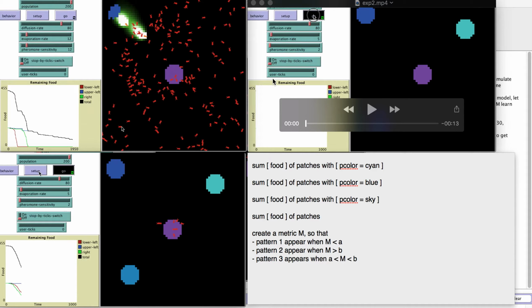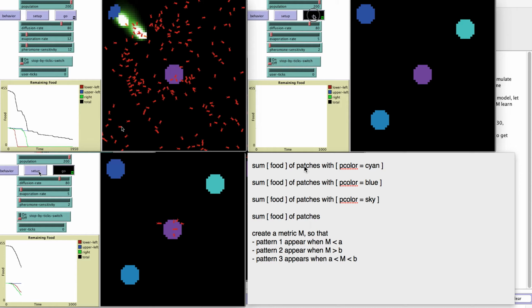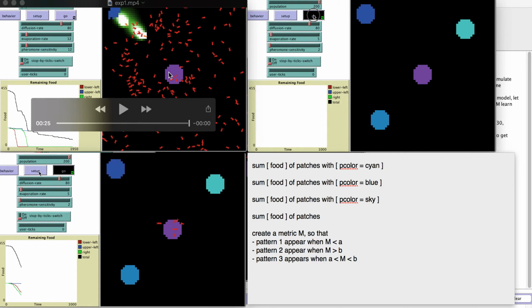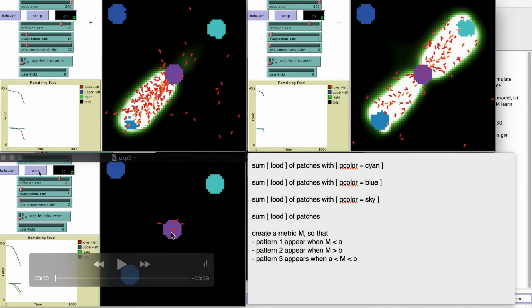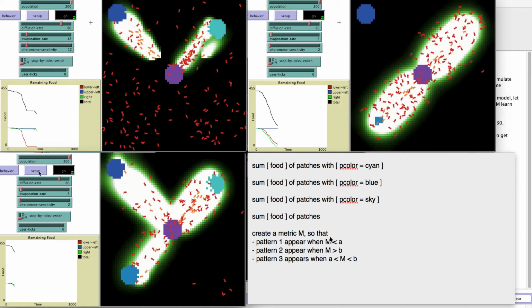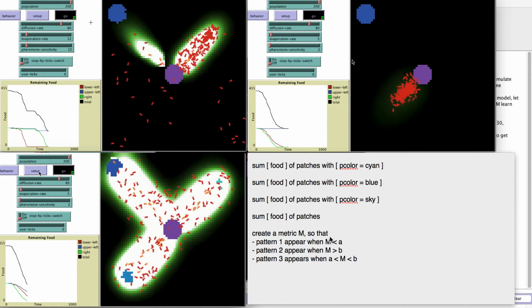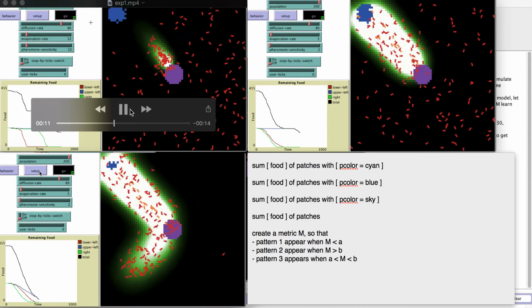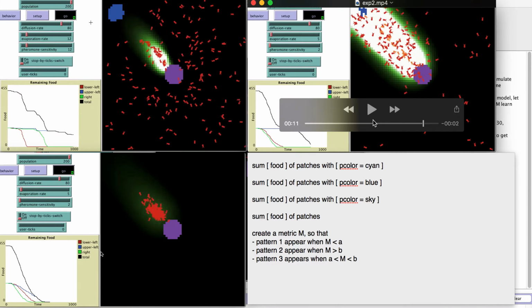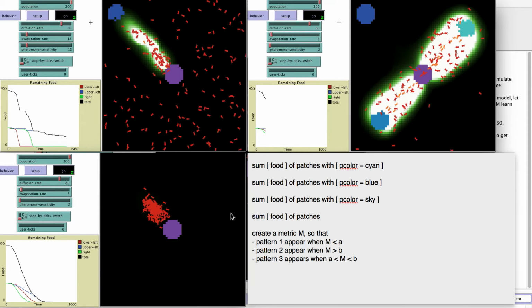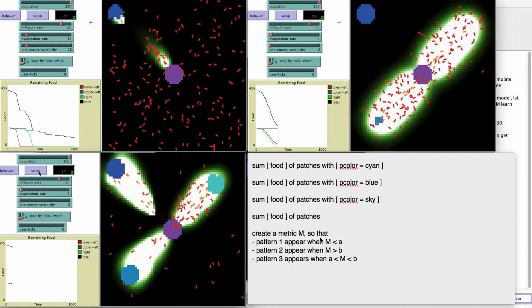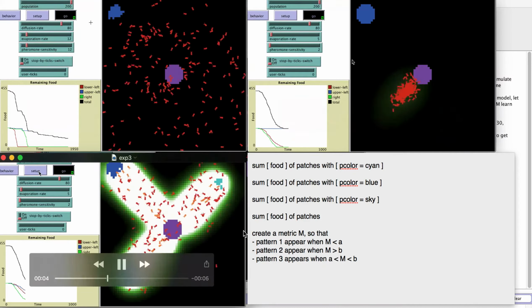In this video, I want to elaborate on why designing the metric is very difficult. To recall the task we're trying to do, here we have three different patterns of how the ants gather food. Each of them is quite distinctive. The first one is getting food one by one. The second one is getting two piles of food at the same time. The third one is getting three piles of food at the same time. So they are quite distinct patterns.